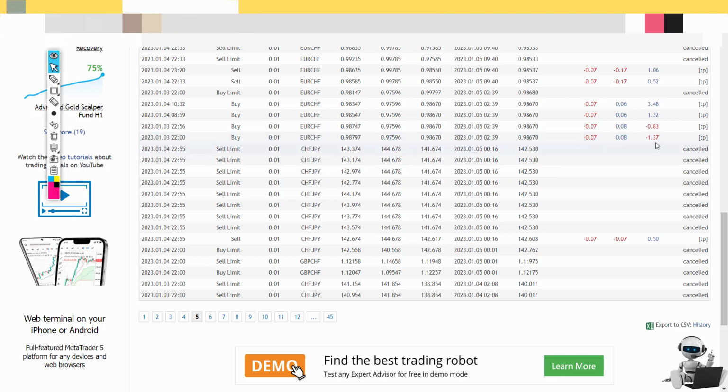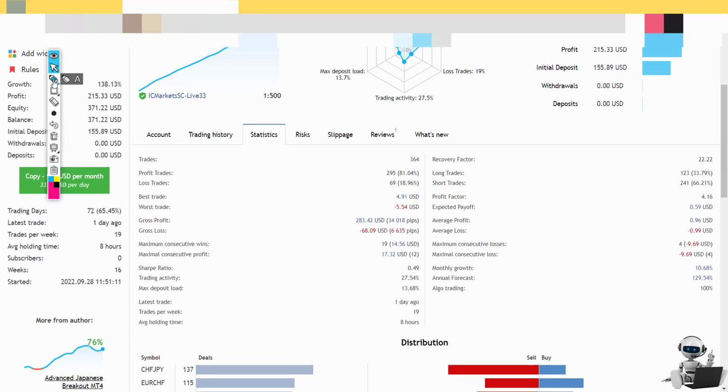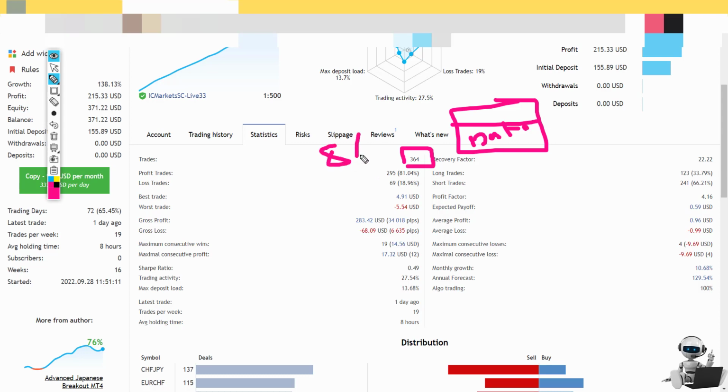So as I said, this is the case where the EA waits for the price to return to a certain point and then it will close it. So that's why this happened. For the statistics, you can see from 364 trades, very large, we have very good data and the profit factor is 81, very high accuracy.